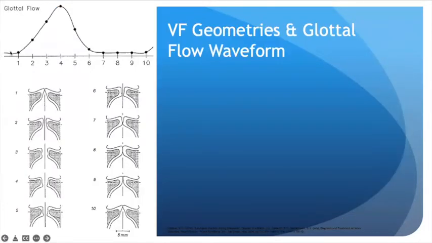So here we're looking at a glottal flow pulse. So looking at the volume of air as it passes between the vocal folds during one glottal cycle, right? So it increases and then decreases. It shuts off during vocal fold vibration.